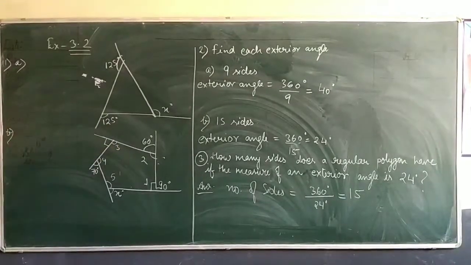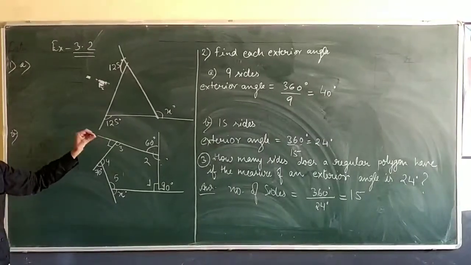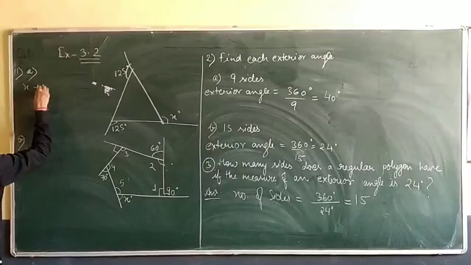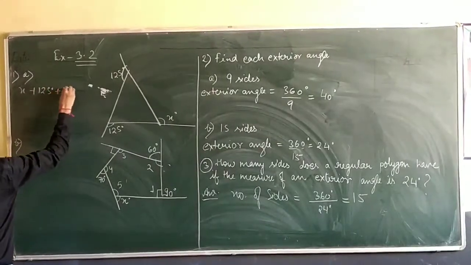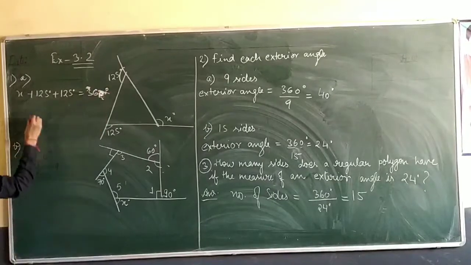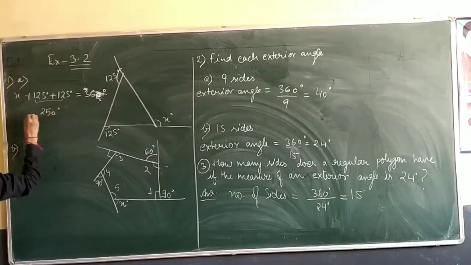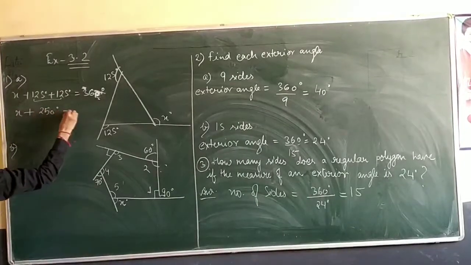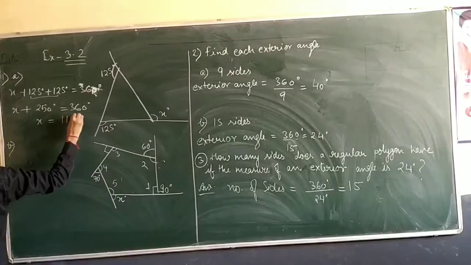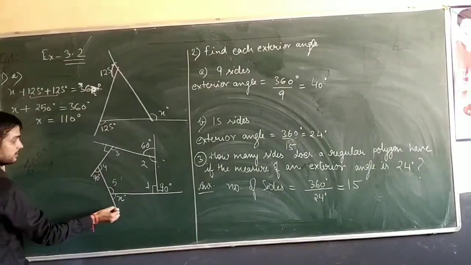And you know about the exterior angle property. The sum of exterior angles of any polygon is always 360 degrees. That means x plus 125 degrees plus 125 degrees is equal to 360 degrees. It will be 250 degrees. X plus 250 degrees is equal to 360 degrees. That means what will be the value of x? 110 degrees.